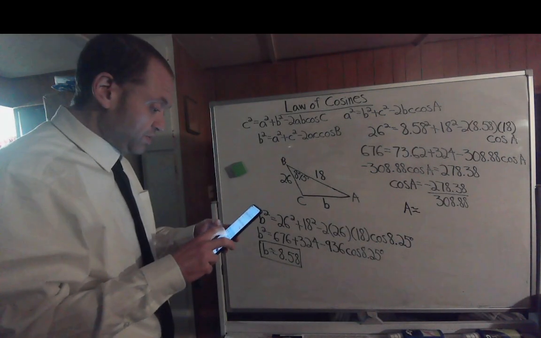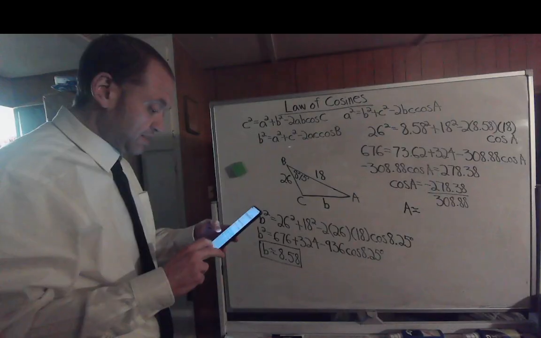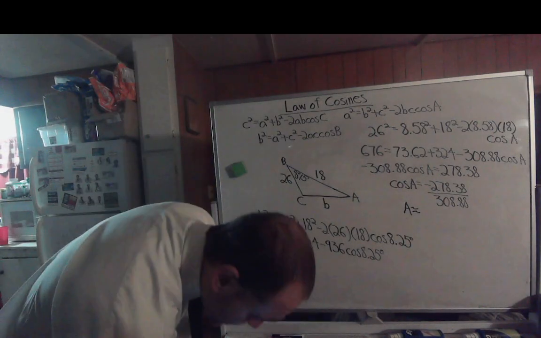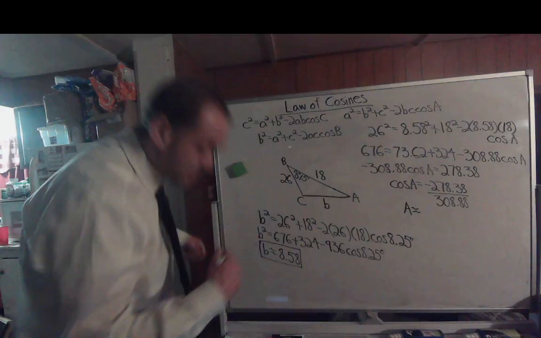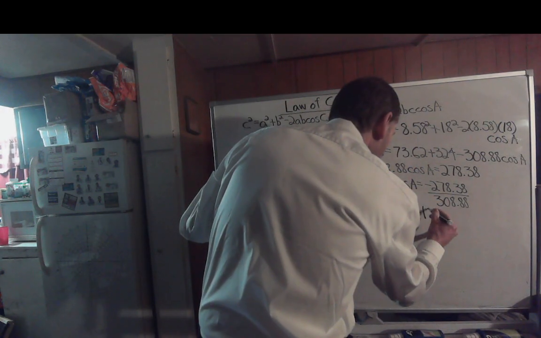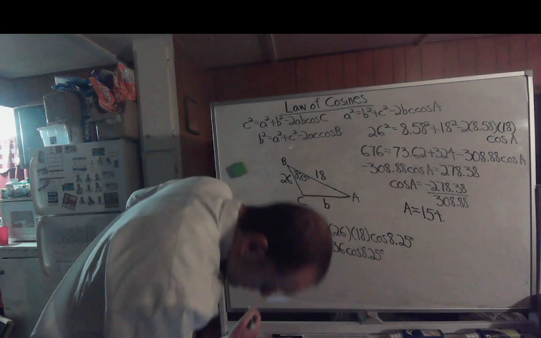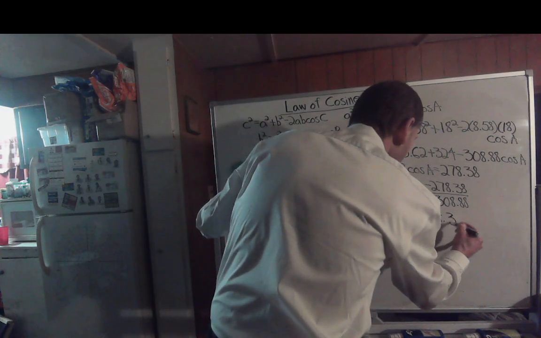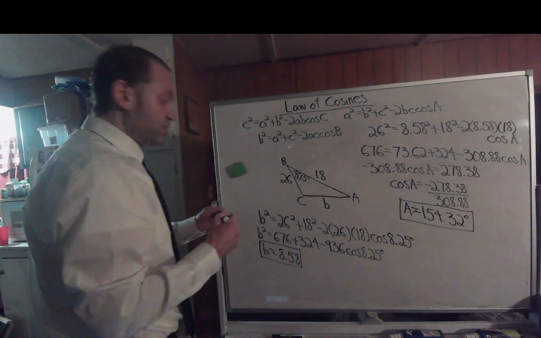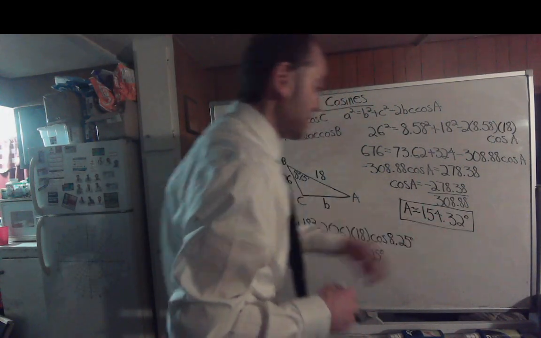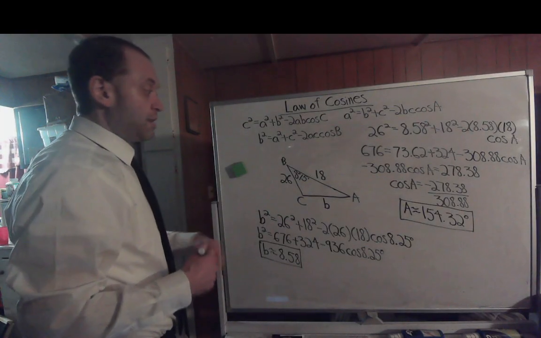Now take the cosine inverse of that mess. You should get an angle of approximately 154.32 degrees. So angle A is approximately equal to 154.32 degrees. Now we can easily solve for C.